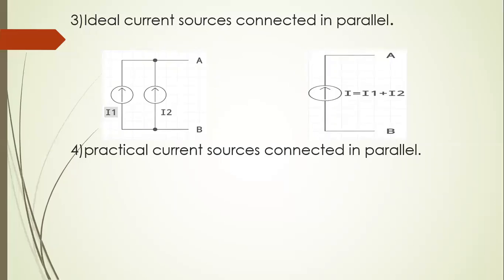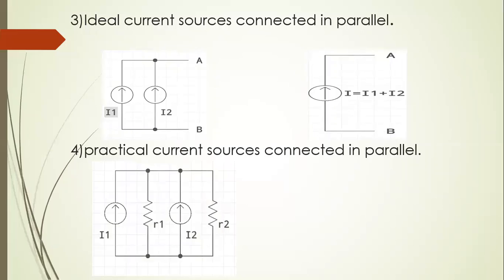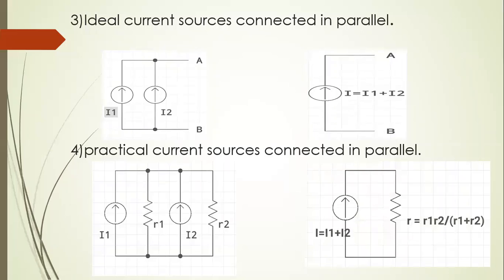Next, if two practical current sources are connected in parallel. Practical sources are those wherein the internal resistance exists. So I1, I2 are the two current sources over here, and R1, R2 are the resistances connected in parallel. I can transform this to a single current source and a single internal resistance. So we know the formula: if R1 and R2 are both in parallel, R1 R2 divided by R1 plus R2.